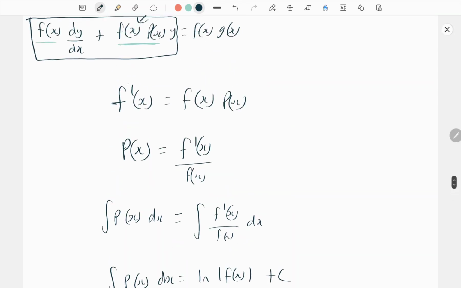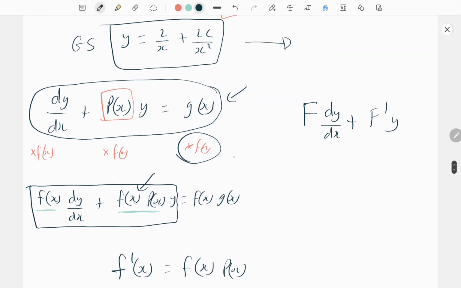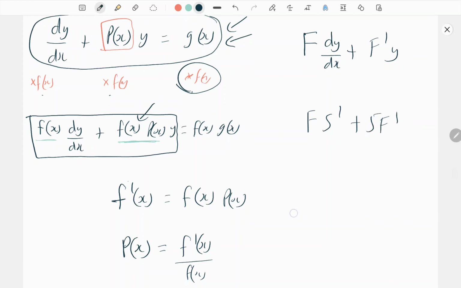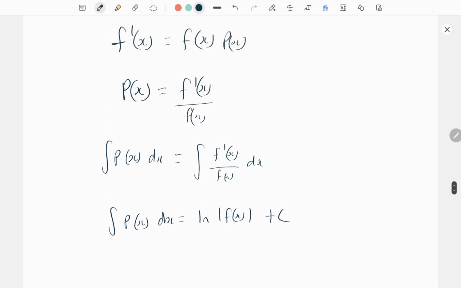And just to remind you, why are we finding f of x? Because f of x is a function such that if I multiply my differential equation by it, like over here, multiply by f of x, multiply by f of x, multiply by f of x, my differential equation will become in the form of the product rule. So first differentiate second plus second differentiate first. It will become into that form. Right, so let's find out what f of x is.